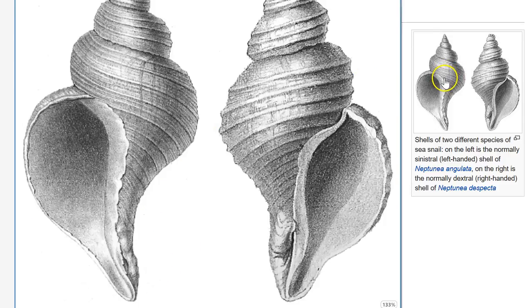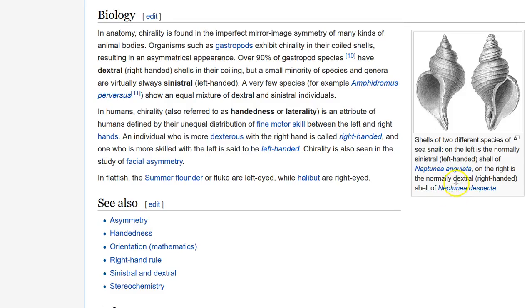Something that is handed is like a seashell, for example. You can have a left-handed version or a right-handed version. They talk about the dextral, the right-handed thing. They have the sinistral, which is the left-handed. We're mixing our Greek and our Latin there. I'll talk about those root words at another time. Well, no, I'll just mention it now.